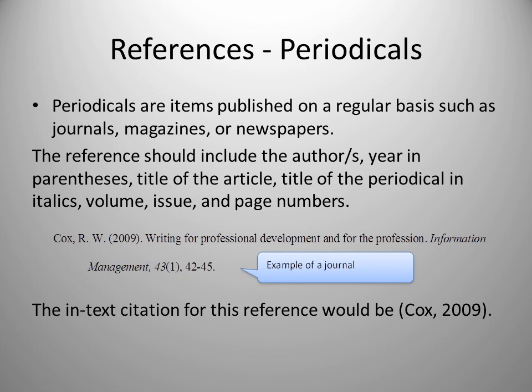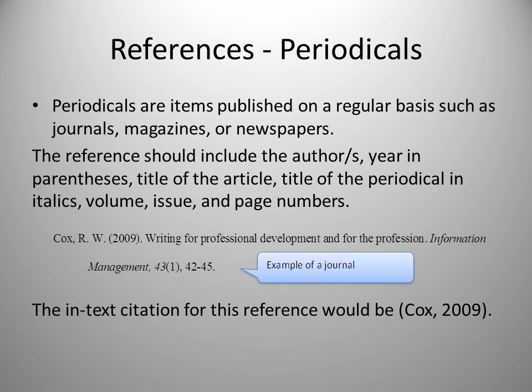Now let's talk about references that are periodicals. Periodicals are any publications that are published on a regular basis, such as journals, magazines, or newspapers. The reference should include the author or authors, the year in parentheses, and then the title of the article, the title of the periodical itself, or the publication, and that would be in italics, followed by the volume number, the issue number, and the page numbers.